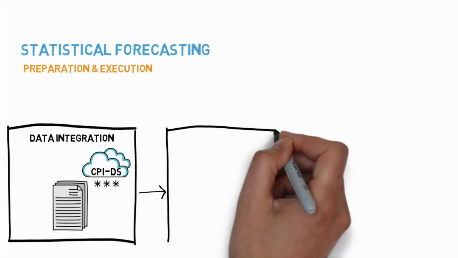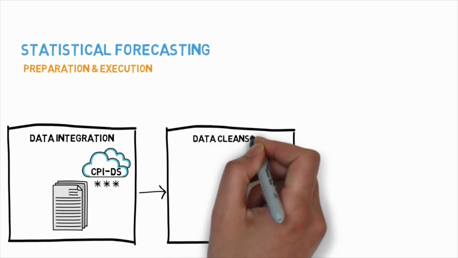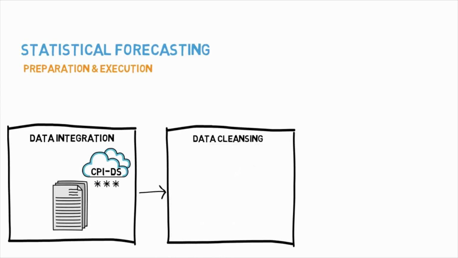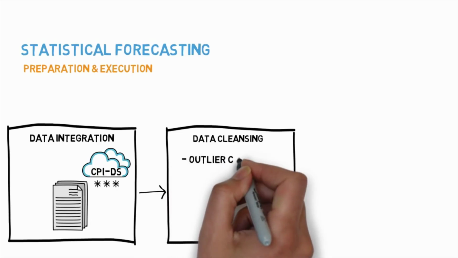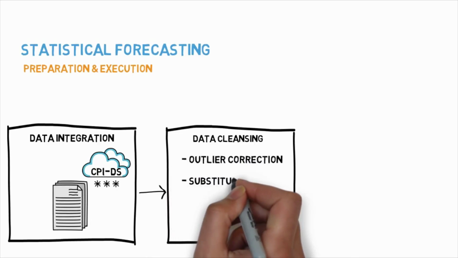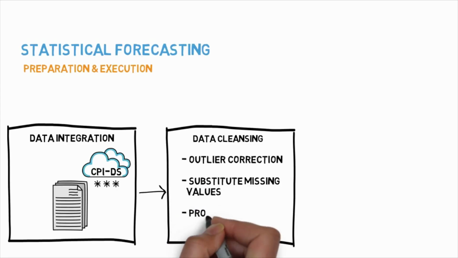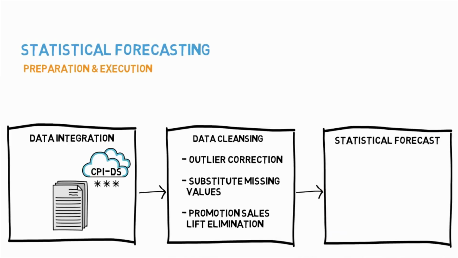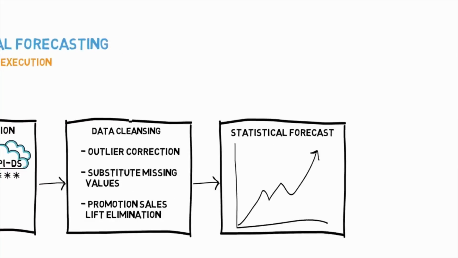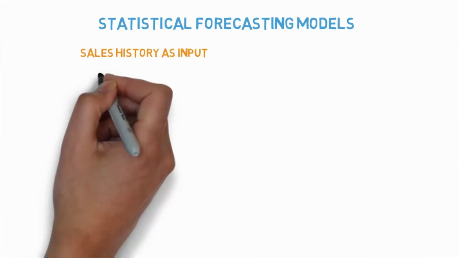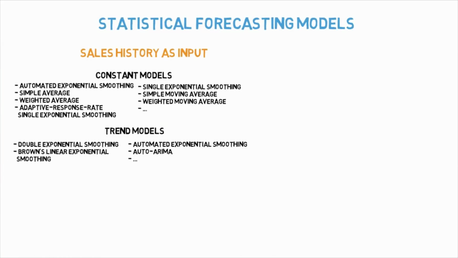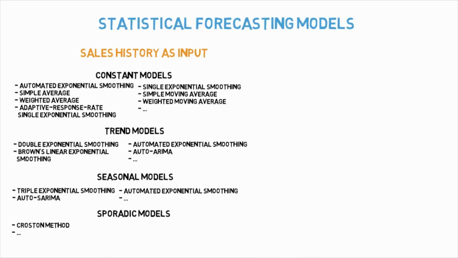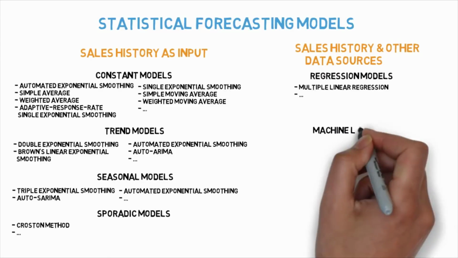Since a good baseline sales history cleaned from any exceptional past impact is the foundation for a good forecast, IBP Demand provides several possibilities to cleanse the data. You can perform outlier correction, use the substituting missing value logic, or automatically eliminate the impact of past promotions on sales. Based on clean sales history, IBP Demand provides a wide range of forecasting algorithms, from classical forecasting methods fitting to constant, trend, seasonal, and sporadic items, to regression-based methods up to machine learning-based algorithms.